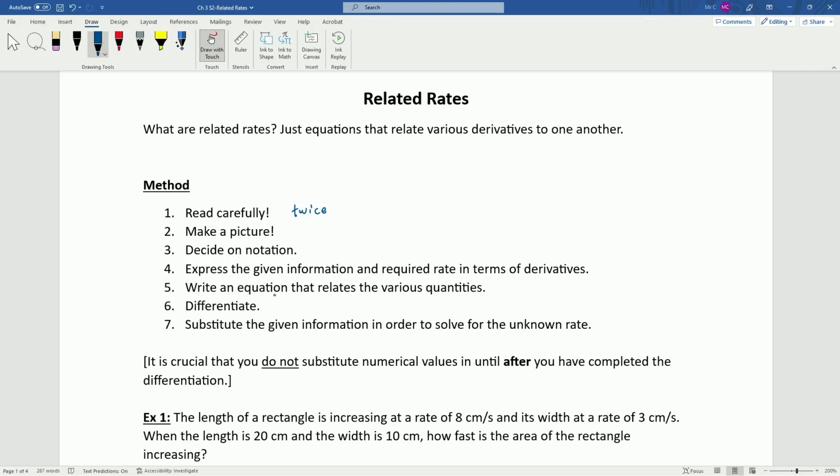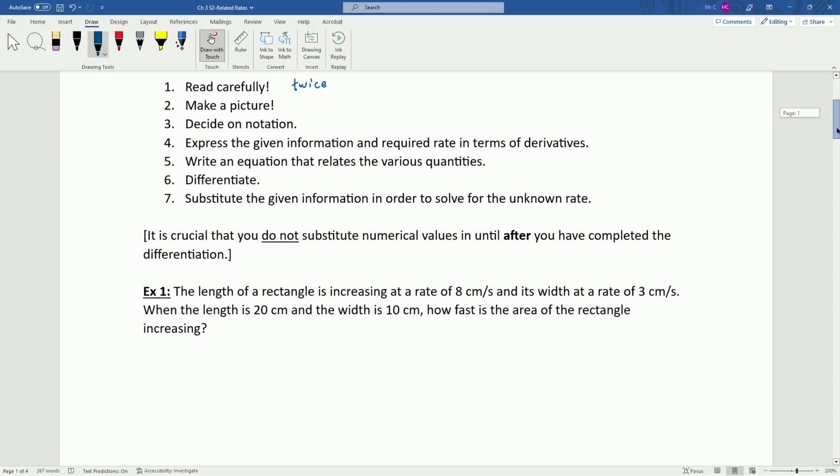Now use the information you have to write an equation that relates the various quantities. Once you have that equation, you differentiate it. Now you will have related rates to one another. And then you can substitute your given information to solve for the unknown rate. So let's try to demonstrate this process for the first problem.